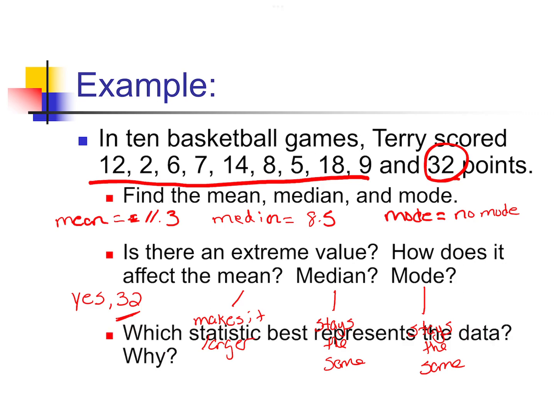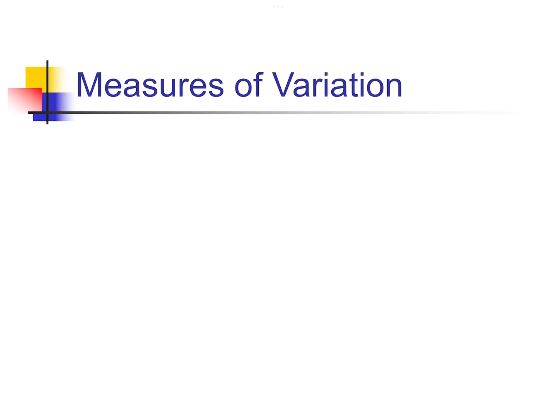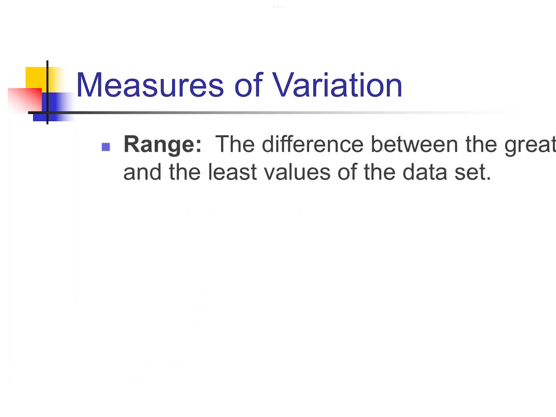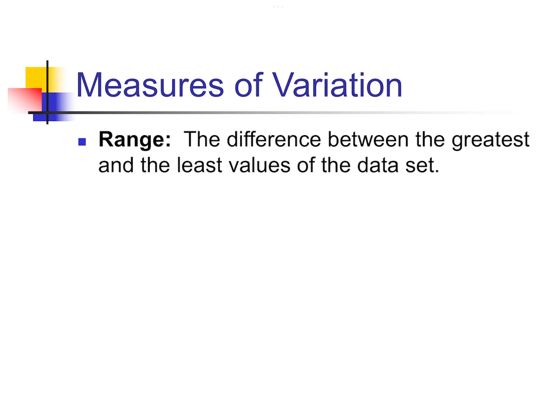So for our measures of variation, this is going to be things like our range. We're going to look at some quartiles, some different things that you may not have always looked at. So for measures of variation, one of the ones I'm going to ask you to find is the range. The range is the difference between the greatest and least values. It's just subtraction. Take your largest number, subtract your smallest number.